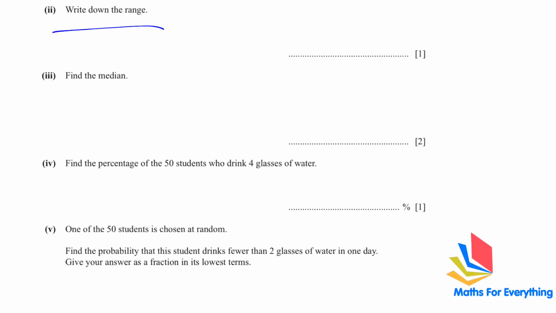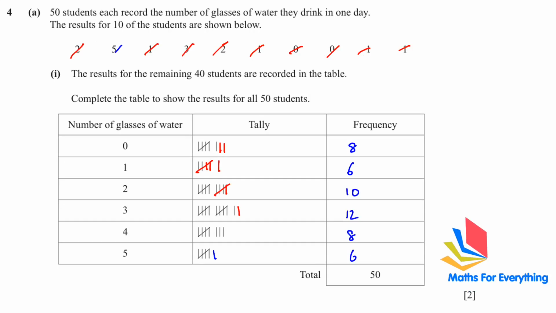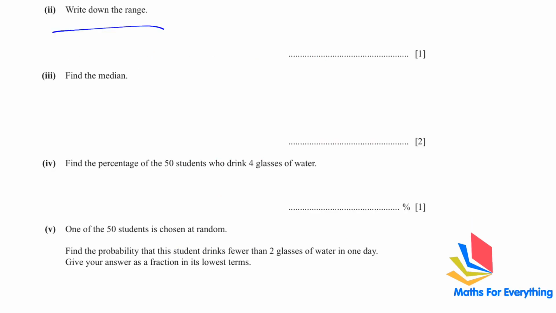Write down the range. To find the range, we minus from the highest value the lowest value. Let's see what's the highest and the lowest value. The highest value is 5 and the lowest value is 0. So the range is going to be 5 minus 0, which is 5. Next question, we have to find the median.